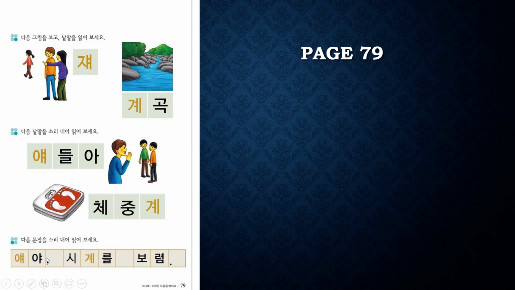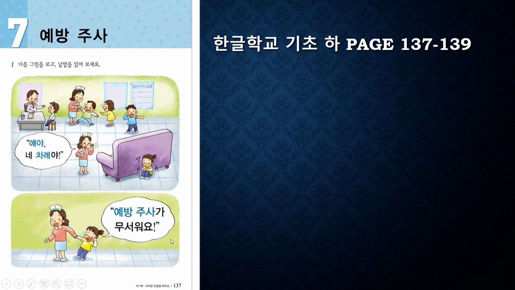So, 얘야, 시계를 보렴 means child, look at the clock. Look at your watch. 얘야, 시계를 보렴. Alrighty. So now we're going to have a little more practice. We're going to look at a story. Then we're going to look at some more vocab and we're going to practice a little bit more.